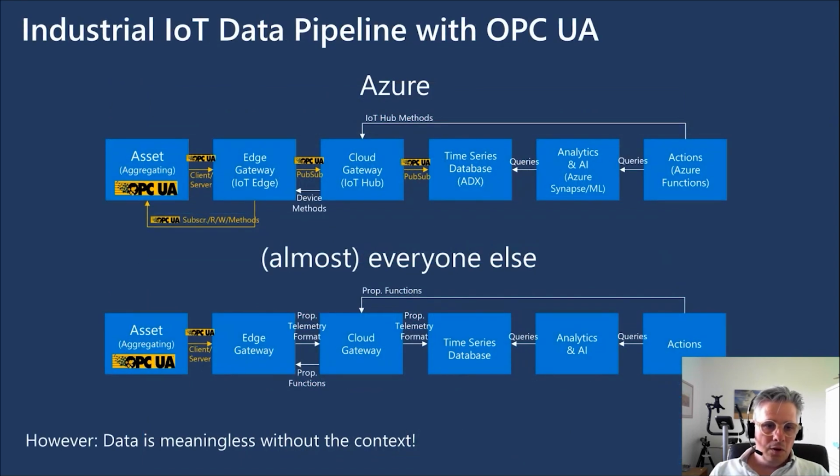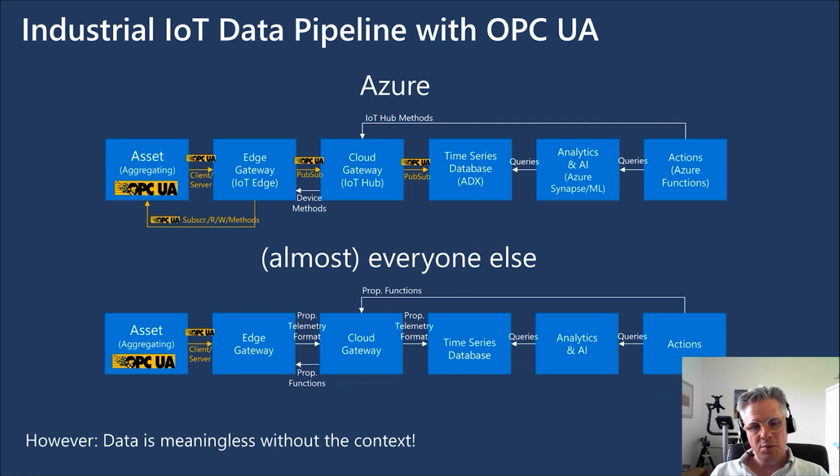So what does a normal industrial IoT data pipeline look like, which leverages OPCUA? Well, here it is. So you have your assets on the left. They could be aggregating assets, so several physical assets connected to one aggregating asset using an OPCUA server. Then you have some sort of edge gateway. We have IoT Edge, of course. Then we have the cloud gateway, which we call IoT Hub. And then we have our time series database, which is called Azure Data Explorer.